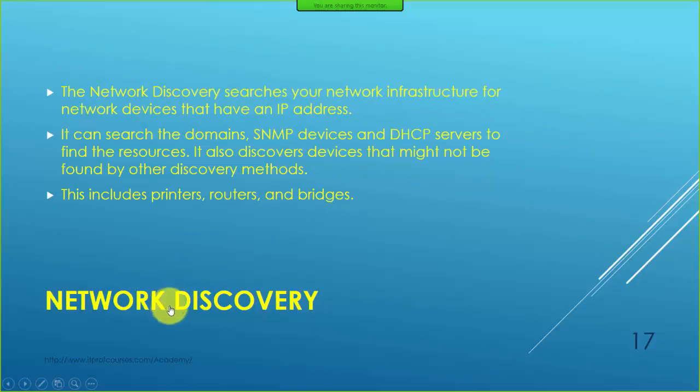Network discovery searches your network infrastructure for network devices that have an IP address. It can search the domains, SNMP (Simple Network Management Protocol) devices, and DHCP servers to find the resources. It also discovers devices that might not be found by other discovery methods. We're going to see that discovery method as well. This includes printers, routers, and bridges.